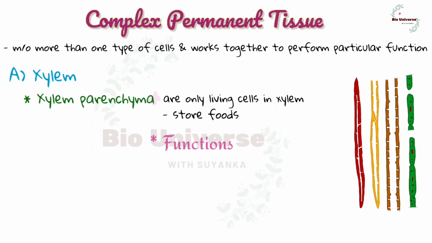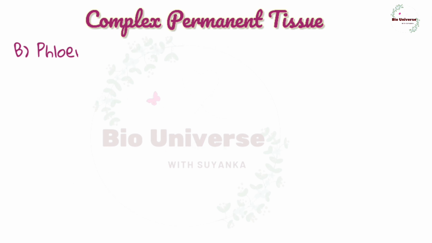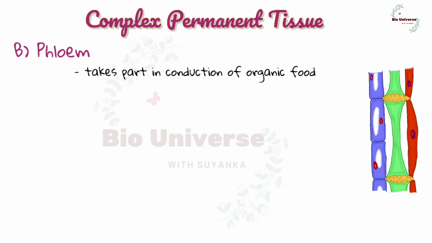Functions of xylem. Xylem conducts water and minerals from roots to the top of the plants. Xylem provides mechanical strength to the plant. Wood is mostly made up of xylem. Phloem. It is a complex permanent plant tissue which takes part in conduction of organic food inside the plant. It is also known as bast.